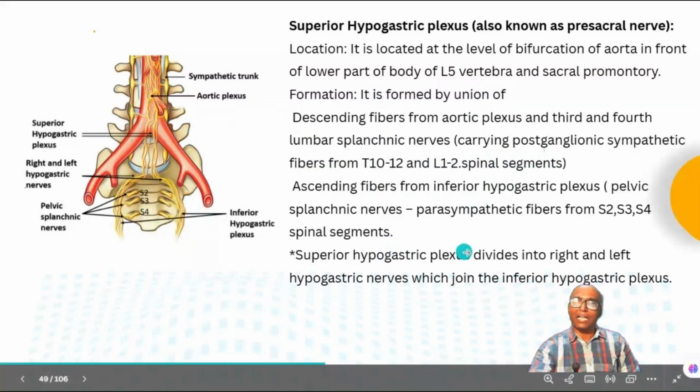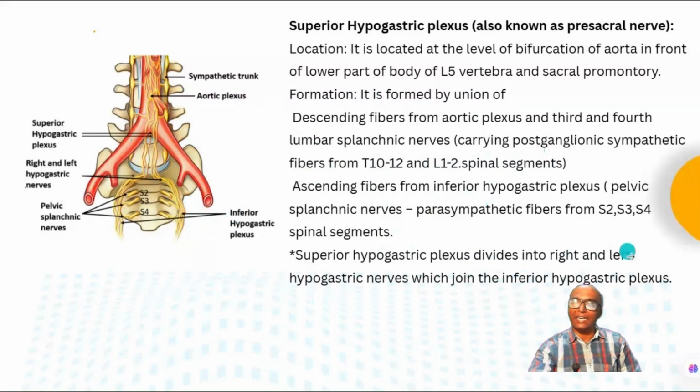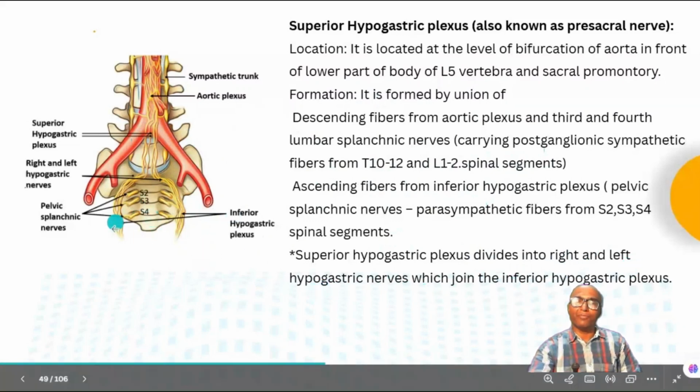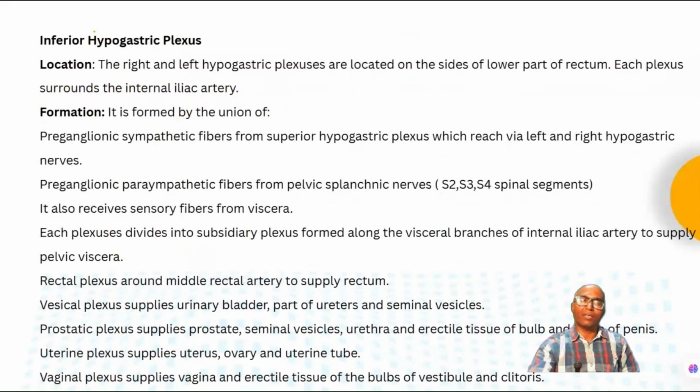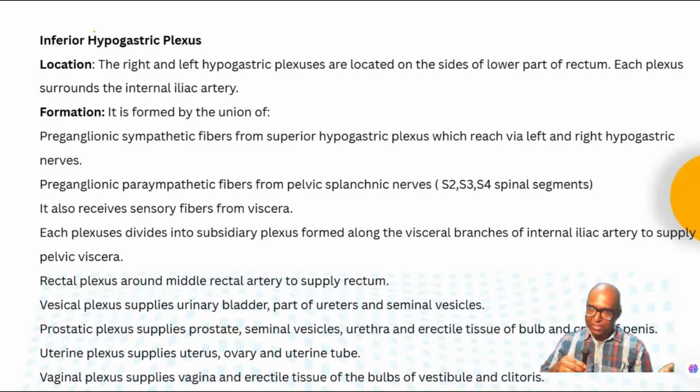Superior hypogastric plexus will divide into right and left hypogastric nerves, which join to form the inferior hypogastric plexus. So they will divide into right and left, and that will form the inferior hypogastric plexus. We are about to finish now. I think the last slide or 1 or 2 slides more. So what we have seen: lumbosacral trunk, then the superior hypogastric plexus. Now we see the inferior hypogastric plexus.